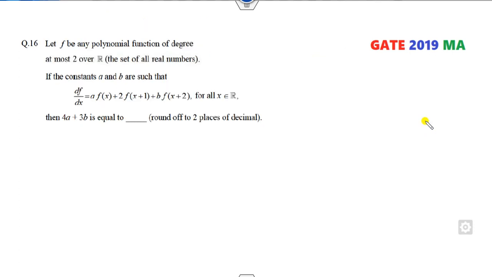Okay, look at this next question. f is a polynomial of degree at most 2. At most 2 means less than or equal to 2. Remember, equality is the most important thing. If some question says f is a polynomial of degree less than 4, you can see it's less than 4. That means equality is not there.